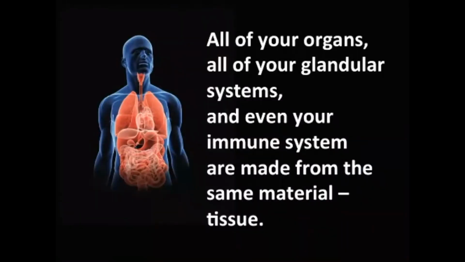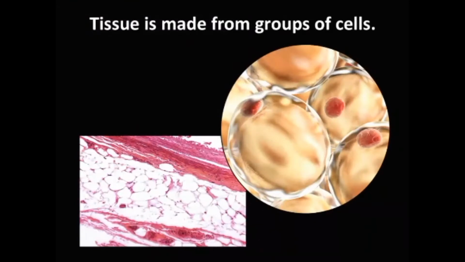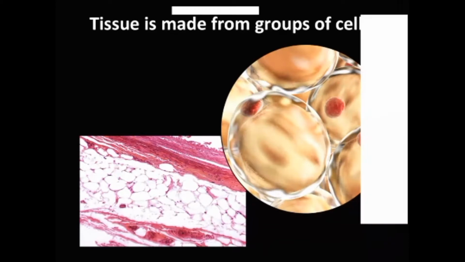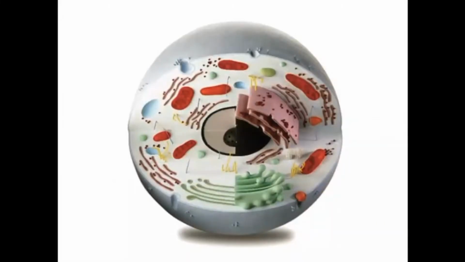Now, the reason that is important is that the tissue in all of your organs and glandular systems and even your immune system is made up of these groups of cells, and every cell looks a little bit different. They have a lot of things in common, but they do look a little different. So here is a cutaway of a cell showing you all the different parts and pieces that are contained inside the cell.